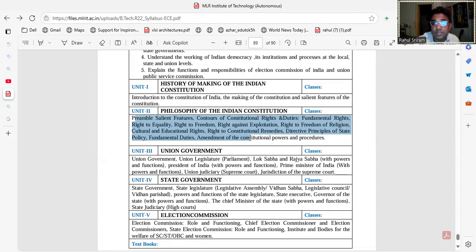Exploitation. That is, you have to write against exploitation. Right to freedom of religion. You never know how you are not exploited. After that, you will know. So that should not be the case. Okay, right to freedom of religion.